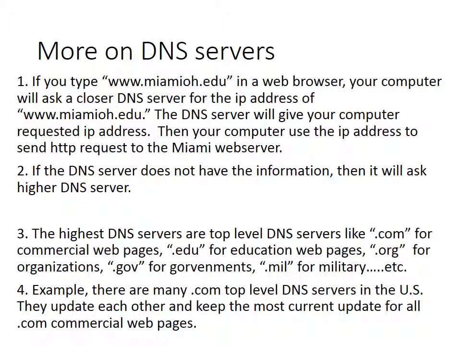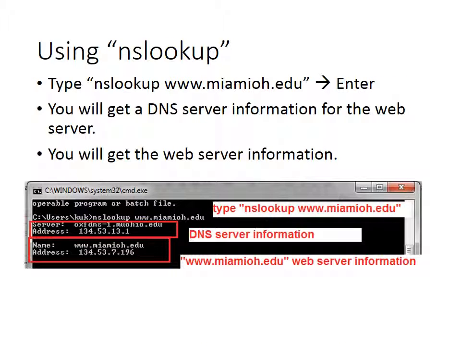If the DNS server does not have the information, then it will ask a higher DNS server. The highest DNS servers are top-level DNS servers like .com for commercial web pages, .edu for education web pages, .org for organizations, .gov for governments, .mil for military, etc. For example, there are many .com top-level DNS servers in the US. They update each other and keep the most current update for all .com commercial web pages. You can use the nslookup command to see DNS server information.